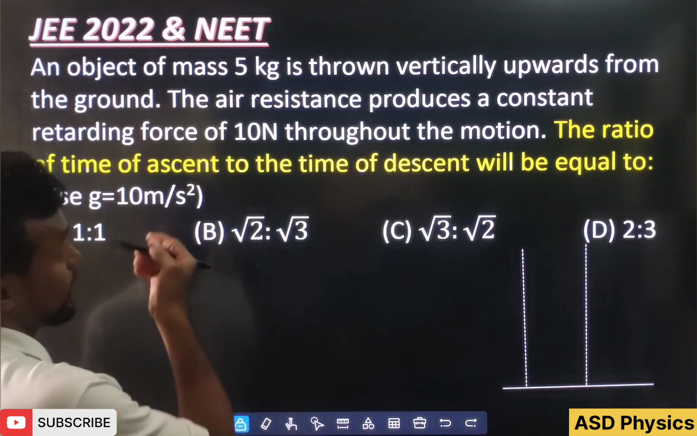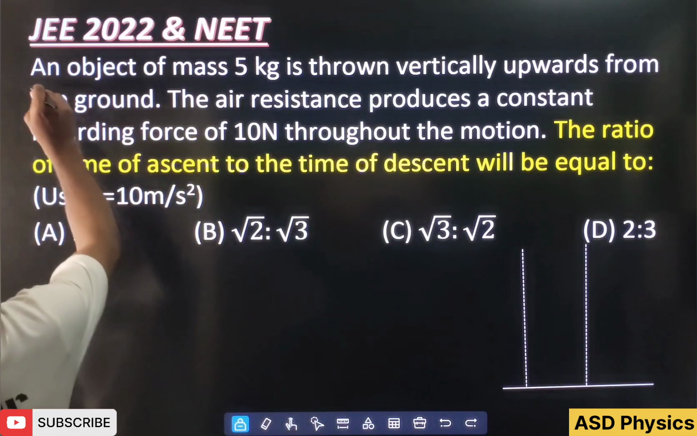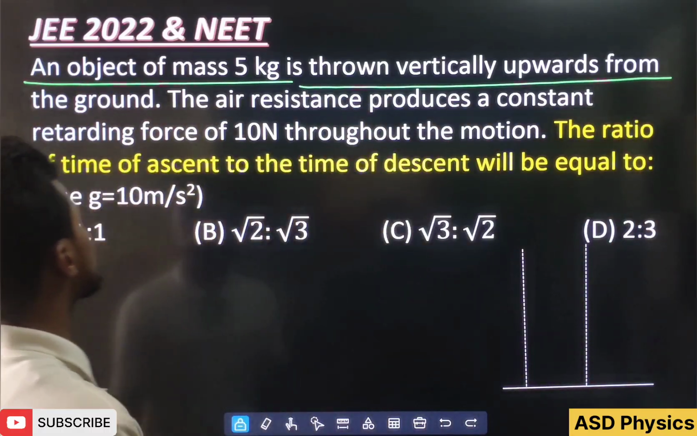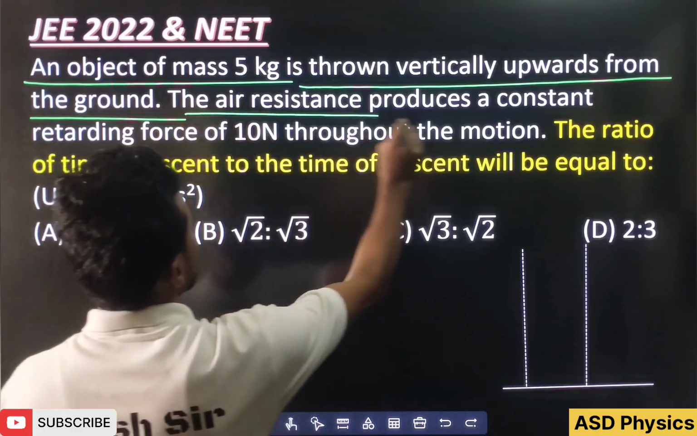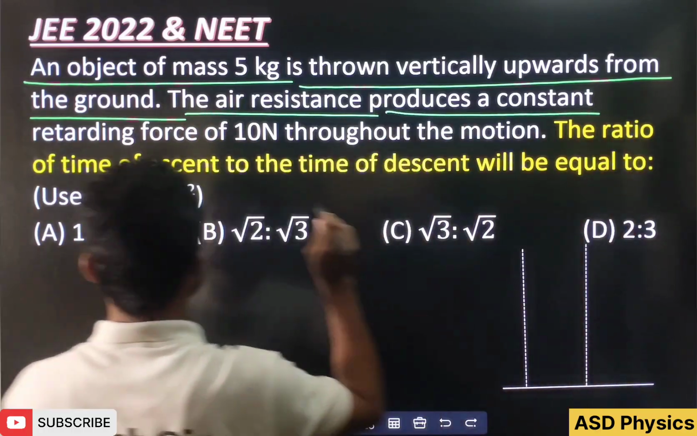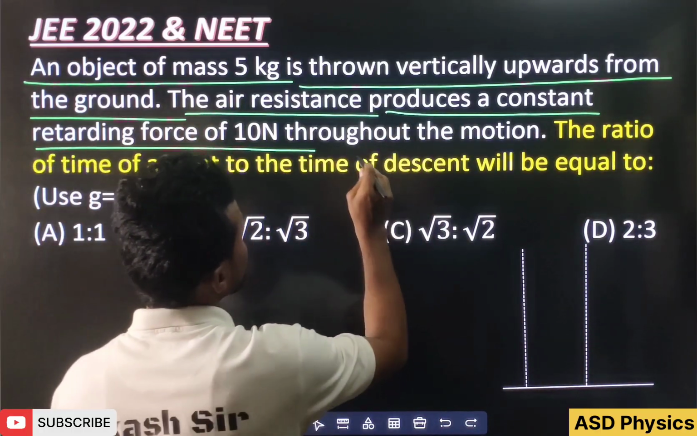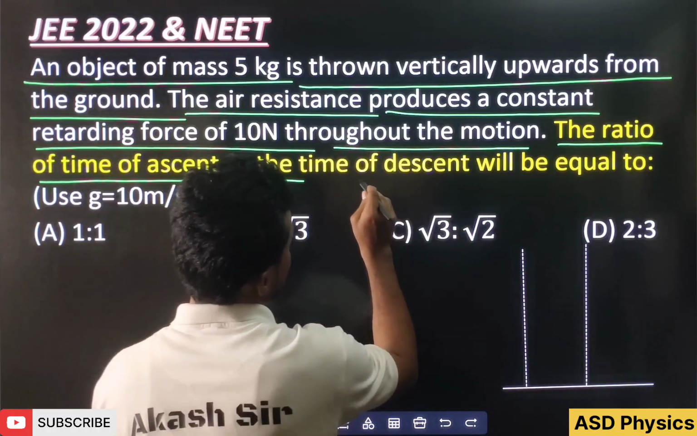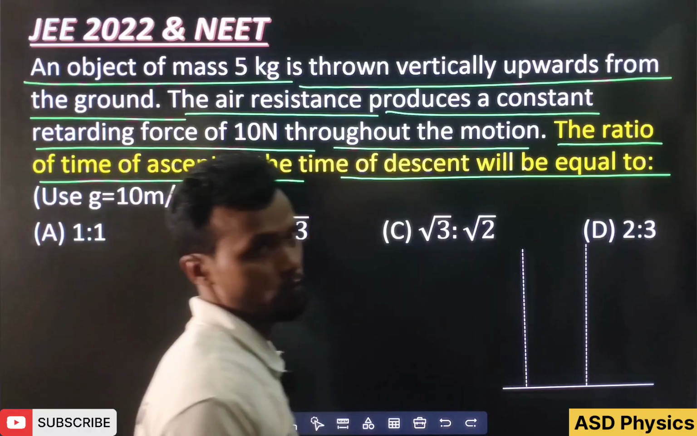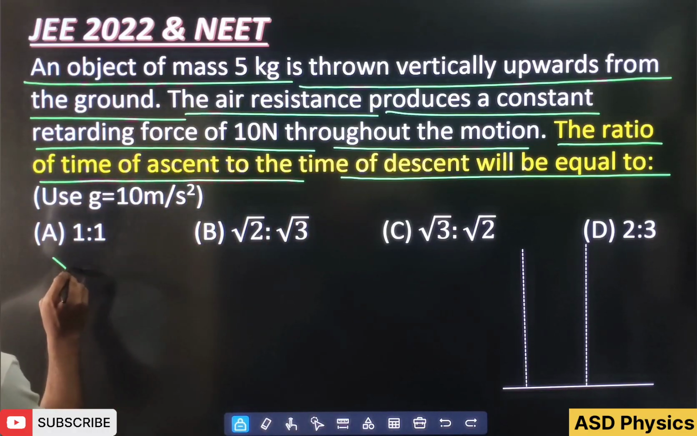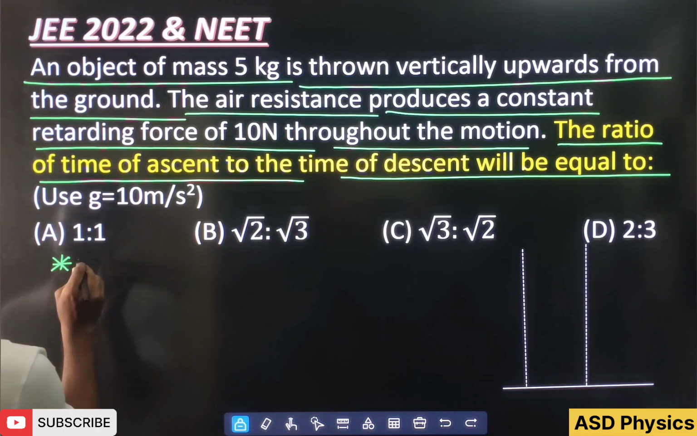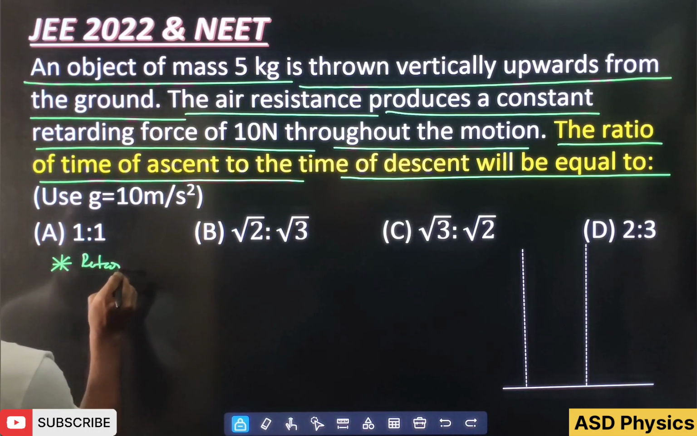Now let's see this question. Somewhat air resistance is involved. So here the question: an object of mass 5 kg is thrown vertically upwards from the ground. The air resistance produces a constant retarding force of 10 Newton throughout the motion. The ratio of time of ascent to the time of descent will be equal to how much? Here the mass becomes very, very important because air is involved.